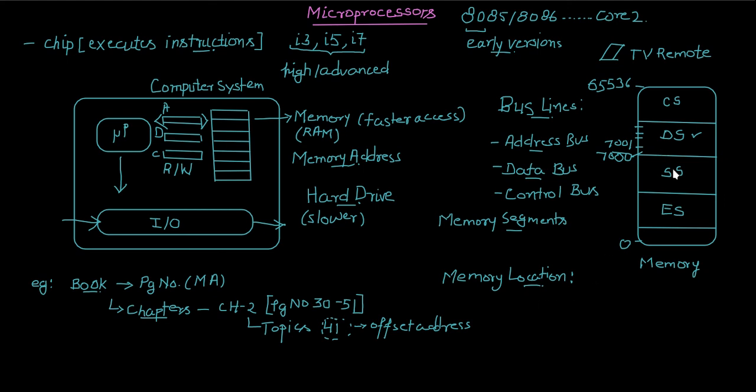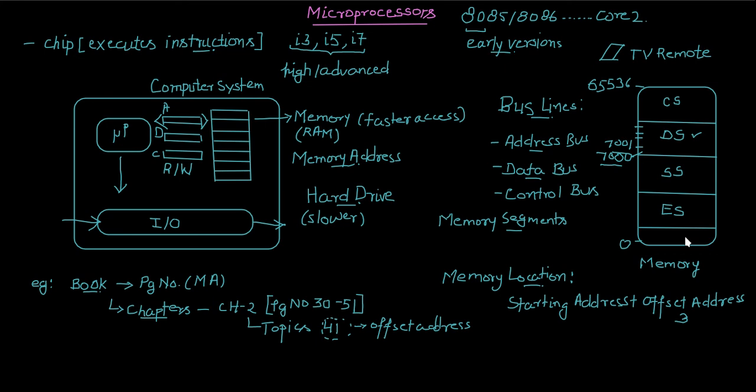If I want to access a memory location, I will give the address of the data segment, which is the starting address, and I will give some offset address. When I add them, I will get a particular location in this memory. Let's say I want to access the 7003rd position of the data segment; I will just add the offset address 3. This is basically the concept of memory segmentation.